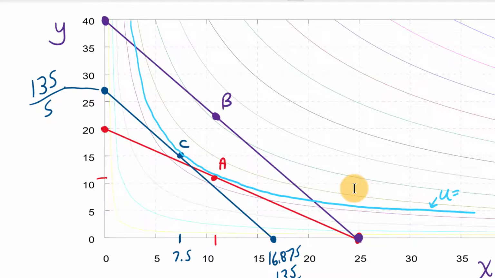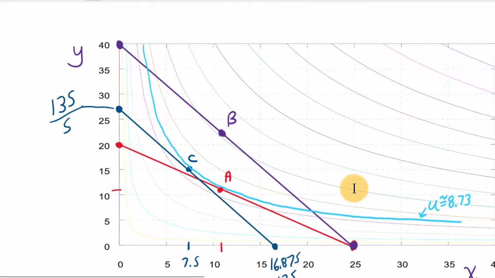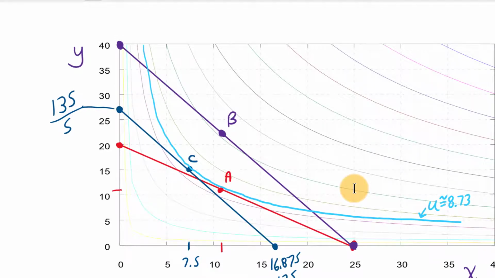So utility equals 8.73. I'll put a little squiggly equals there, since we know that's just me doing it by hand. But it kind of helps us visualize what's going on here. When we move between C and A, we're rotating around that indifference curve for 8.73. Two different ways to give the person the same utility, but there are two ways to do it that are the cheapest given two different sets of prices.